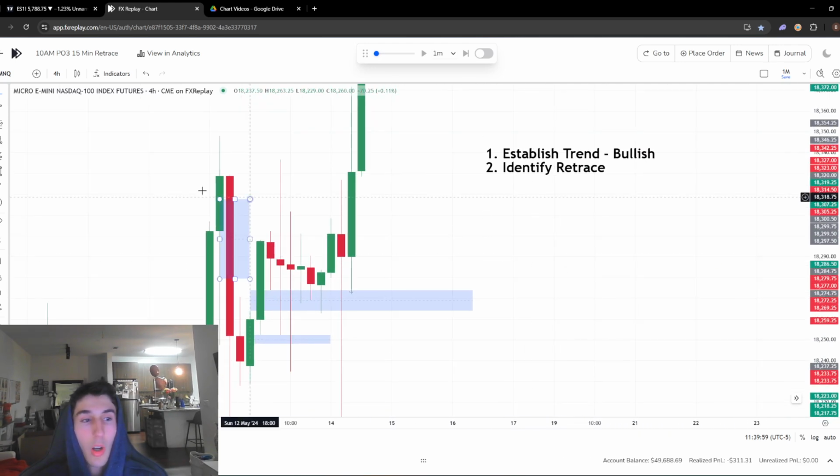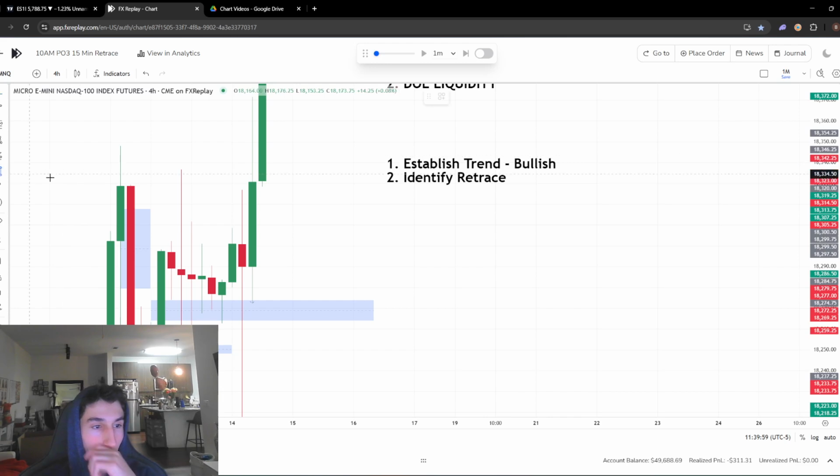So the actual draw on liquidity now. We've identified we have a retrace. So now that we have a huge retrace in the actual overall trend, a major retrace, we are most likely ready to identify where price is likely to go next.